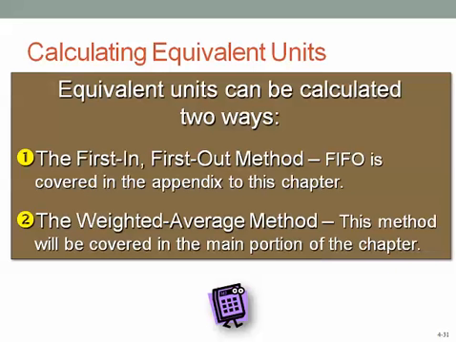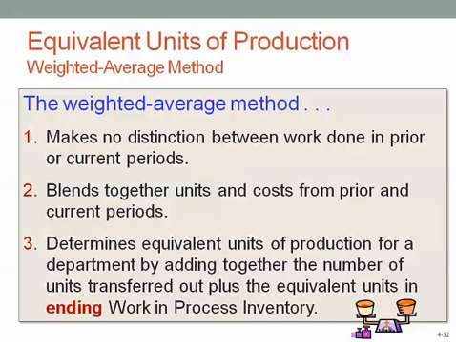One, using a FIFO method, first in, first out, which we're not going to concern ourselves with in this particular learning objective, and also the weighted average method, which is what we're going to be discussing further right now. When we use the weighted average method, we make no distinction between work done in the prior period and work done in the current period. We blend together the units and the cost from both the prior and the current period.